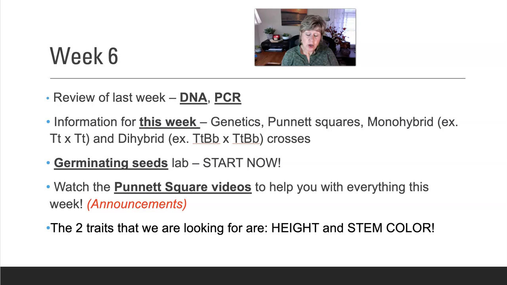Germinating seeds. I hope that you looked at my video from last week because you know that you needed to start your germinating seeds yesterday. Or the day before that, or the day before that, because it's going to take you at least 7 days to grow all of your seeds to the point where you can determine what their traits are. So if you're seeing this right now and you haven't started germinating your seeds, start immediately and get those going.